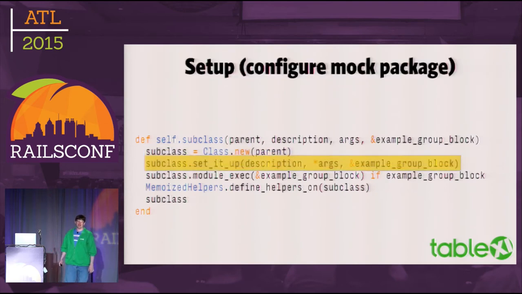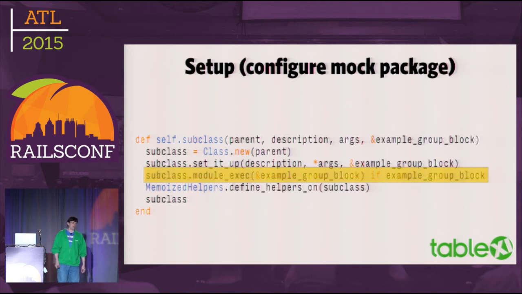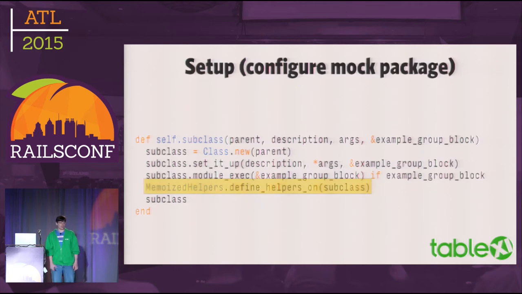Once you have that subclass, it calls out to a method called setitup, which you'll be surprised to learn does some setup. Specifically, it mixes in the matcher and the mock package. So if you're using RSpec's mocks, that's where it gets mixed in. And then RSpec uses the module exec Ruby function to execute the block, that block argument, if it's there. And hold on to that thought for a second. And then it defines some extra helpers, and then it returns that new class.